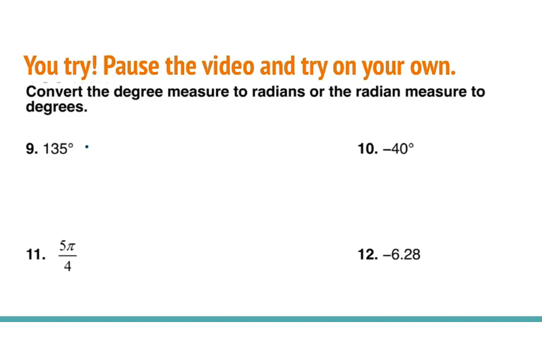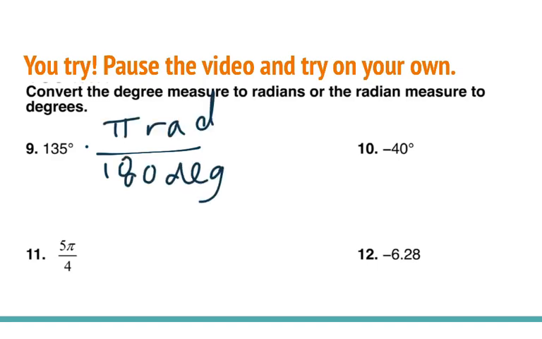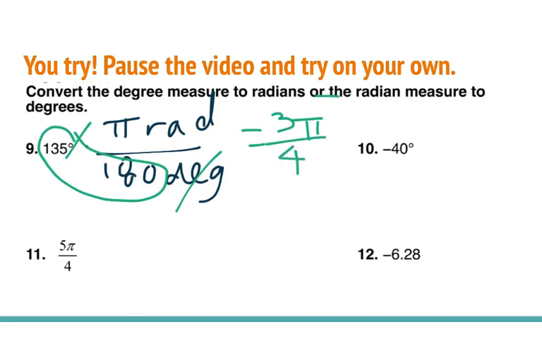All right, number 9. Since it's in degrees, you want to multiply by the fraction that has degrees in the bottom. That way, degrees and degrees cancel. My answer will be left in radians, so I want to keep a pi in my answer. So I just need to simplify this fraction, 135 divided by 180. When you type that in and get your simplified version, you get 3/4. So this should be 3/4 pi.